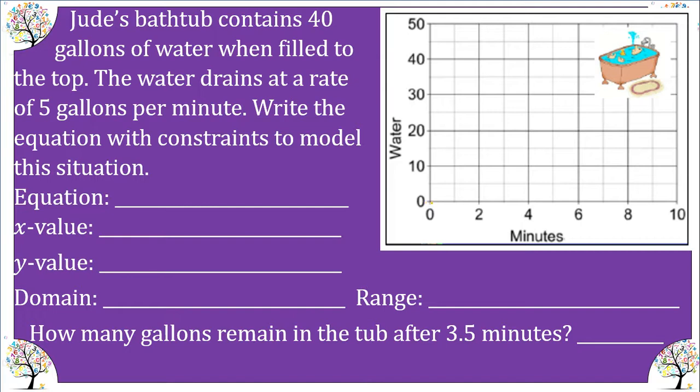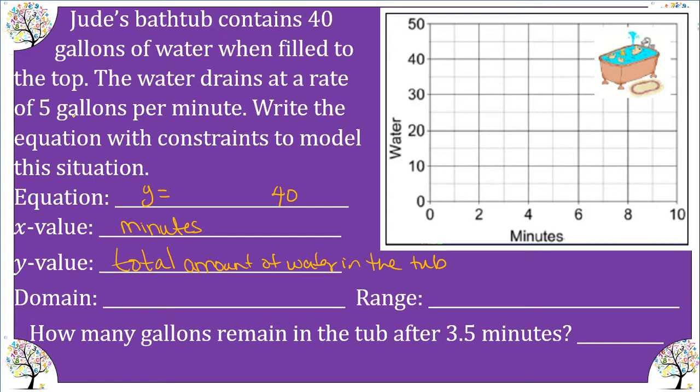So let's look at our axis. X is going to represent minutes. And our Y value, and Y is pretty much always a total amount of water in the tub. Not what's drained, but in the tub. That makes a difference, because we start out with 40 gallons of water. So Y, my total amount of water in the tub at 0 minutes, is going to be 40.